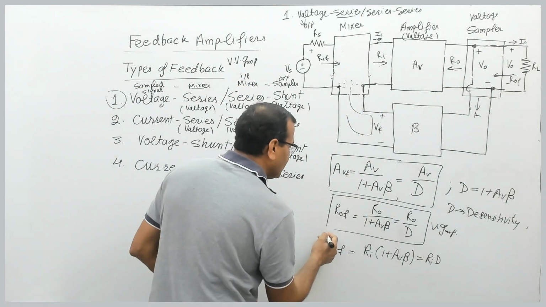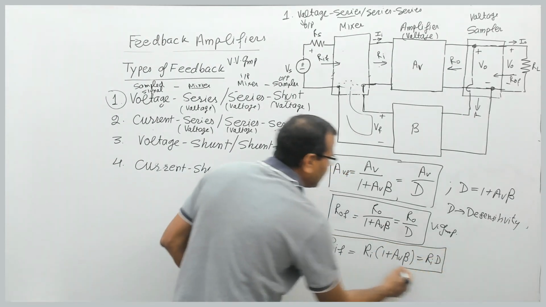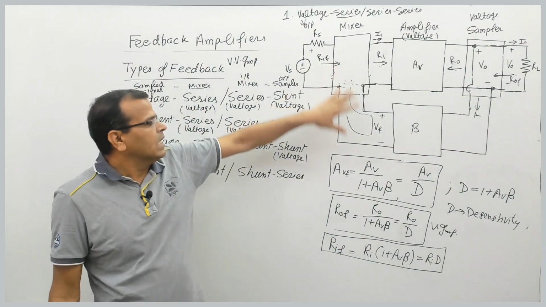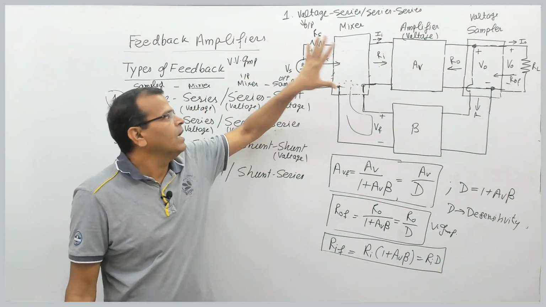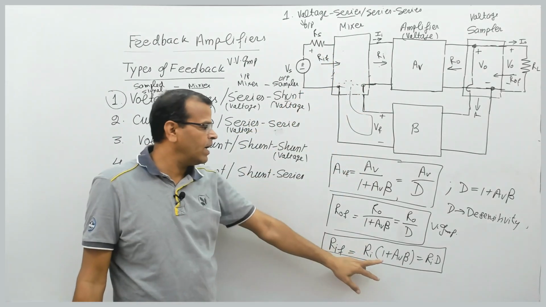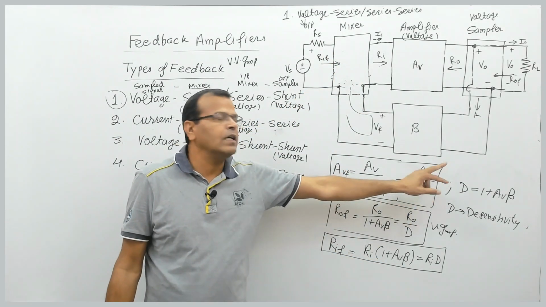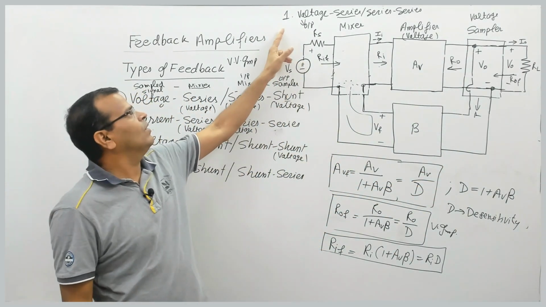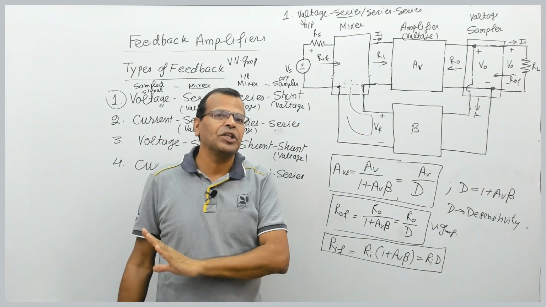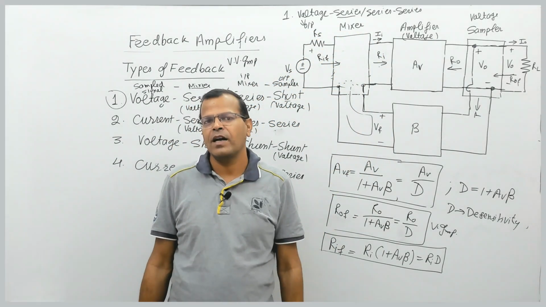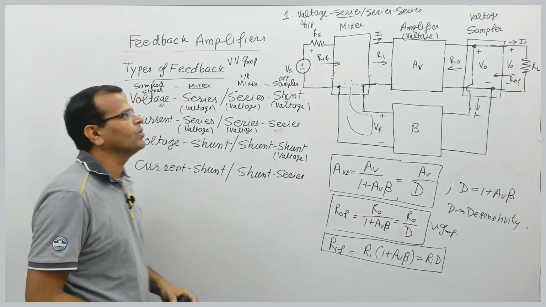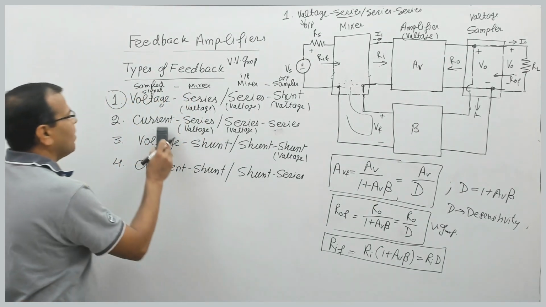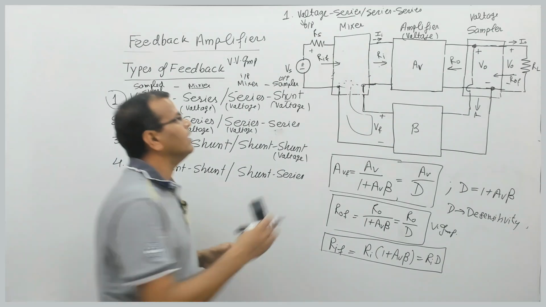Fine. So input resistance in series means adding of resistances. Shunt means decrease in resistance. So in series type of mixing, there is an increase in input resistance by factor D, which is the desensitivity. These are the only points in the voltage series feedback amplifier or feedback topology. Fine. So I hope the concept is clear to you. Now I will talk about current series. Current series.